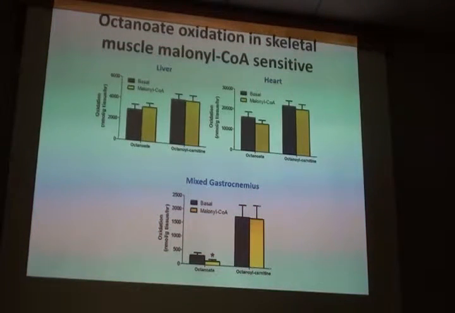So again, this is just more confirmation that octanoate, at least in the liver and the heart, doesn't require this carnitine system. Alternatively, when we look at the gastroc, skeletal muscle, malonyl-CoA, the CPT1 inhibitor, did decrease oxidation 50 to 60%. And when we used octanocarnitine, it was used at about a fivefold greater rate. So again, it looks like carnitine may be really important for octanoate oxidation, or medium chain fat oxidation, in the skeletal muscle.